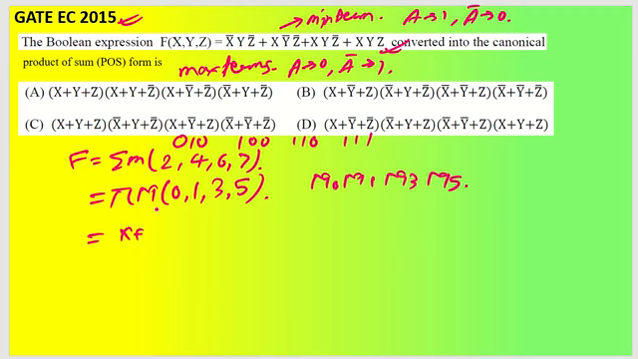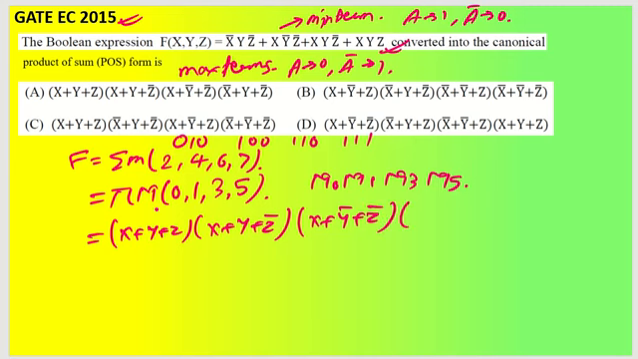So it is x plus y plus z, into, the next is going to be 1, so that is x plus y plus z bar. That is going to be 3, so 3 is 0 1 1, that is x plus y bar plus z bar, because both the last terms should be 1 1. And 5 is 1 0 1, that is going to be x bar plus y plus z bar. So if you relate this, you are going to get the terms as a. So x bar plus y plus z bar is this one, like this.